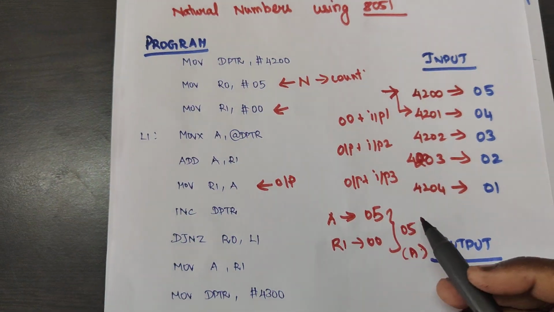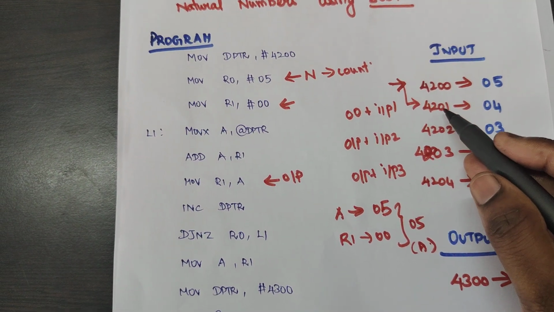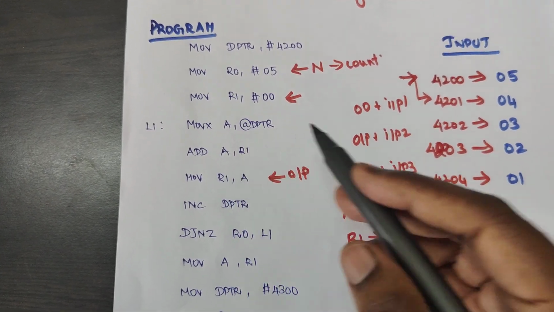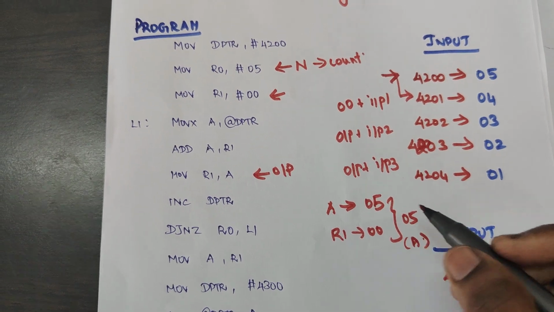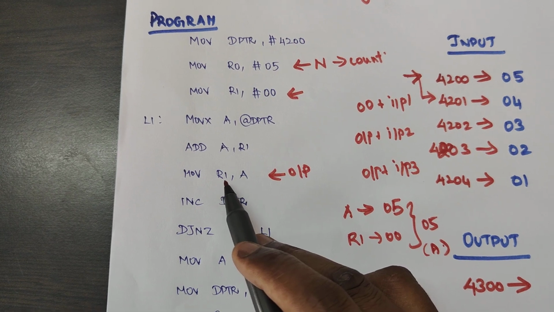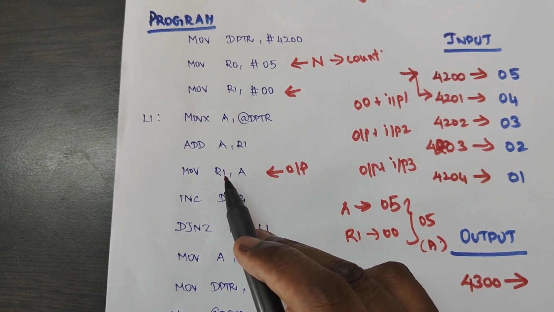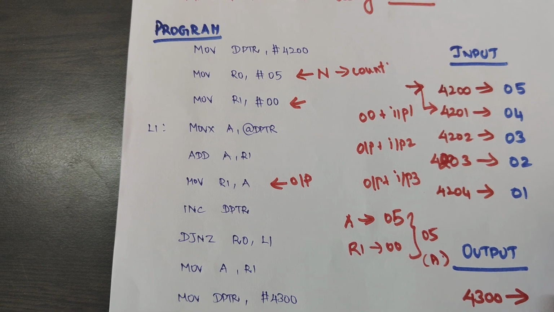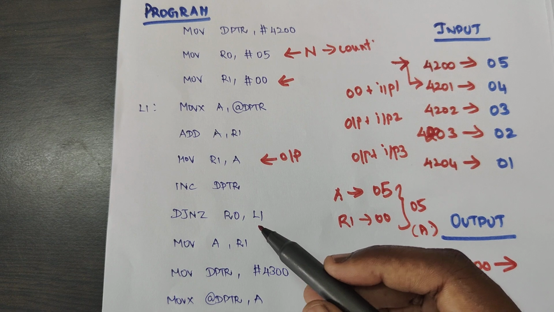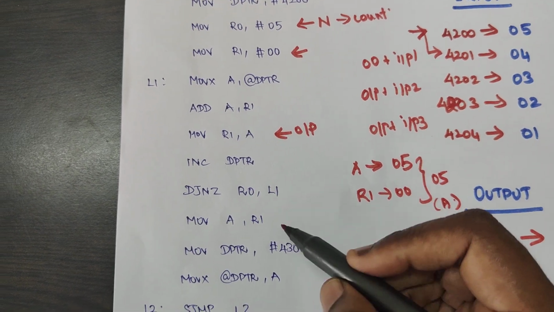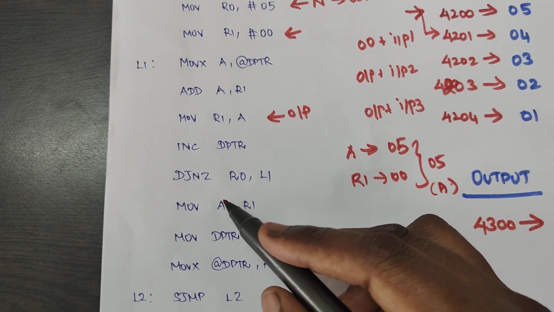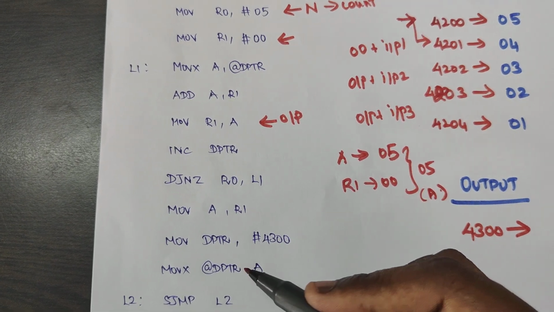Your pointer is now located at 4201. The value 4 will be moved to my A register. So A with R1. Initially R1 holds 5. So 4 plus 5, the answer will be 9. That 9 will be moved to R1. R1 is going to hold the output data. With that output data, add the third data 03. This loop will continue until R0 is equal to 0. When it is equal to 0, it will come out of the loop. Since my output has been stored in R1, that value should be moved to my A register. Then from A you have to move it to the memory location.